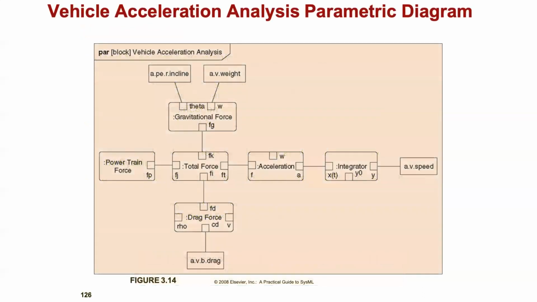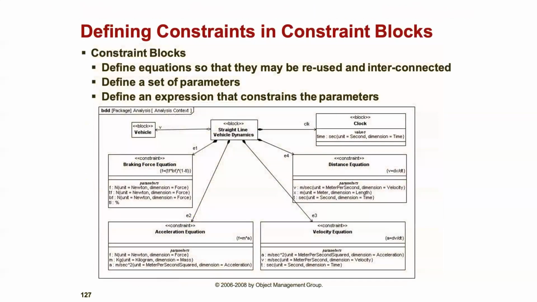Moving on, so here's an example. We showed this for the vehicle acceleration analysis, the parametric diagram for that. So you might want to remember, we talked about that a few minutes ago. And so for defining the constraints and constraint blocks, the constraint blocks define equations so that they may be reused and interconnected. It defines a set of parameters, and it defines an expression that constrains the parameters.